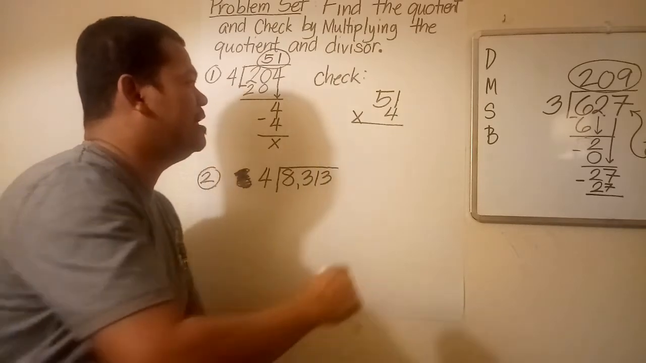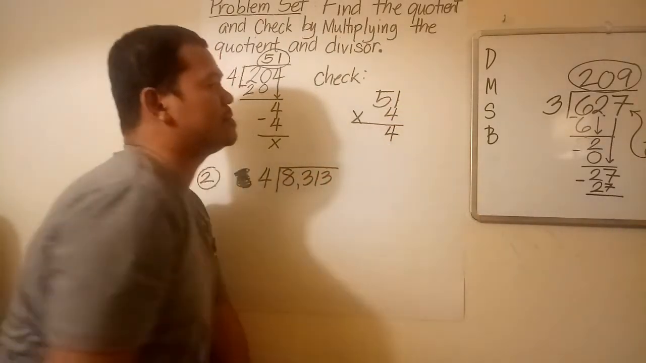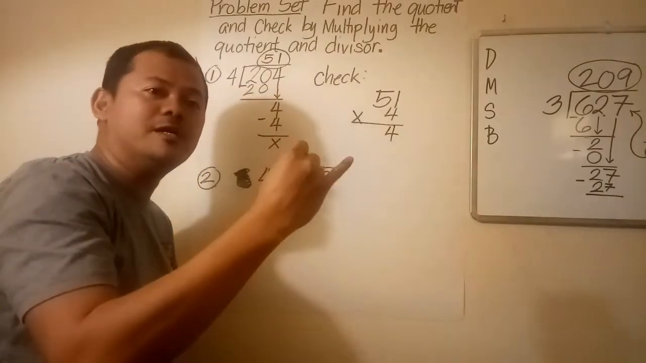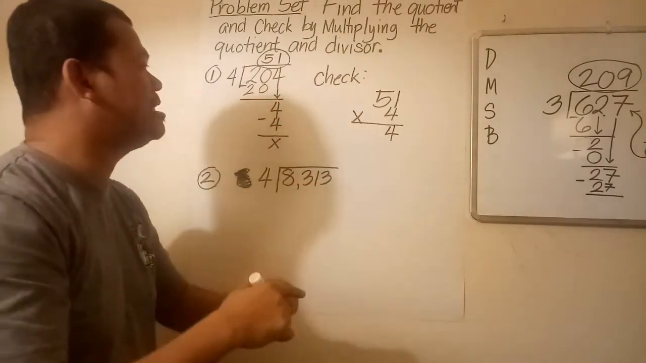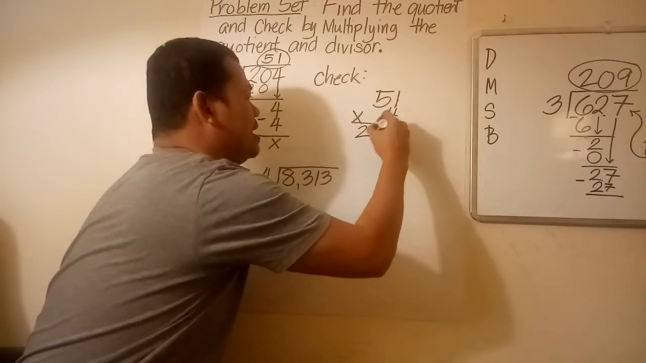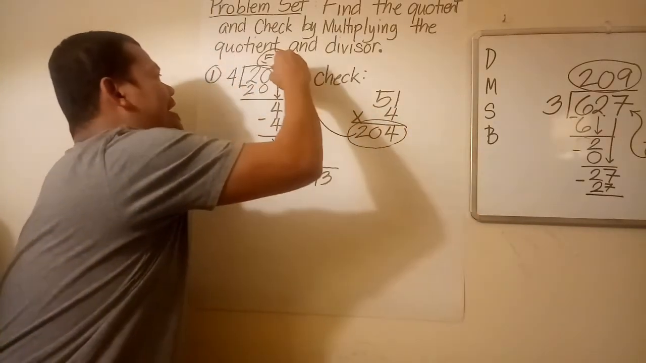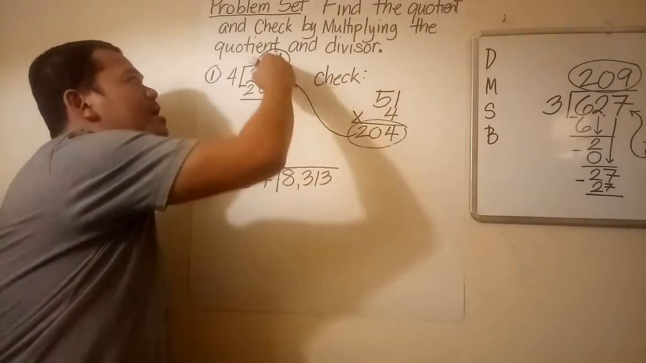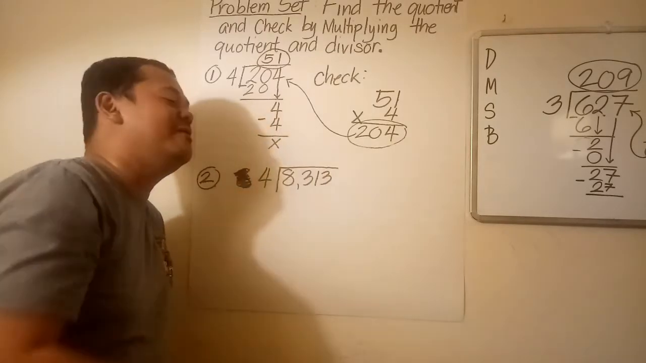51 times 4. 4 times 1, it's 4. 4 times 5, let's count by 4 again: 4, 8, 12, 16, 20. The answer is 20. Right here, 20. Now, you got here 204 and your dividend is 204. Meaning to say 51 is correct. You got the same answer. Very good.